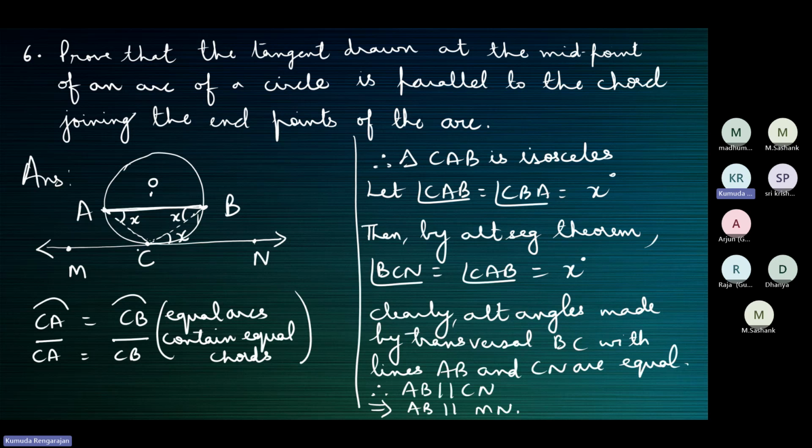Now this angle BCN is the angle between the chord BC and the tangent CN or MN. So now this angle will be equal to the angle subtended by the chord in the alternate segment. This angle between the chord and the tangent is equal to the angle subtended by the same chord in the alternate segment of the circle.